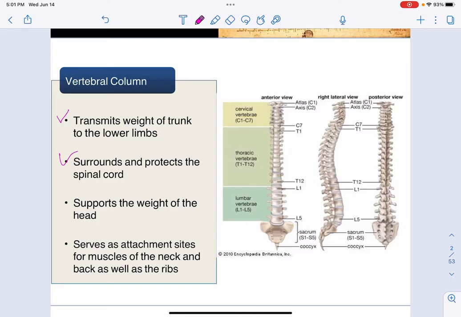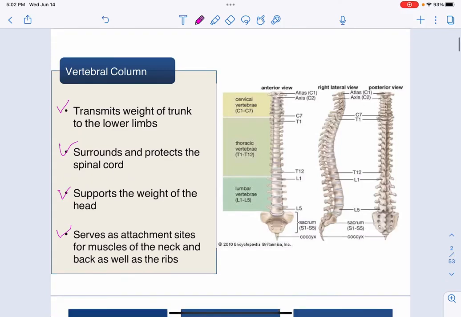The vertebral column will support the weight of our head, and it also serves as an attachment site for muscles of the neck and back, as well as the ribs. And we'll talk about the muscles towards the end of the lecture. So here is a nice picture that shows you several views of the vertebral column. So you can see an anterior view, a lateral view, and the posterior view.